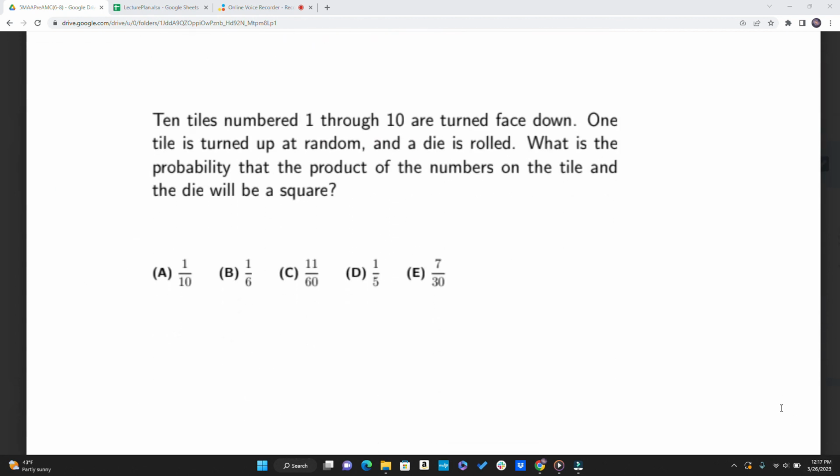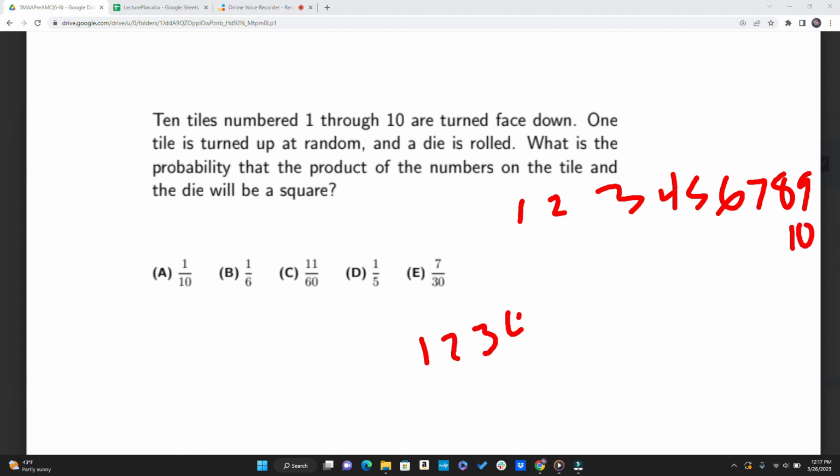Okay, we've got 10 tiles numbered 1 through 10. They're turned face down. 1 tile is turned up at random, and a die is rolled. What is the probability that the product of the numbers on the tile and the die will be a square? Okay, so we've got 10 tiles, and then a die which has 6 faces, right? So we want the probability that the product of the tile and the die will be a square. So let's run through the cases.